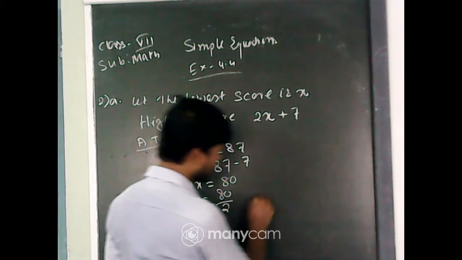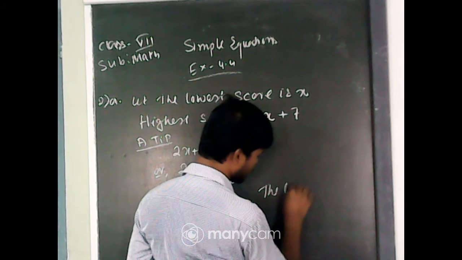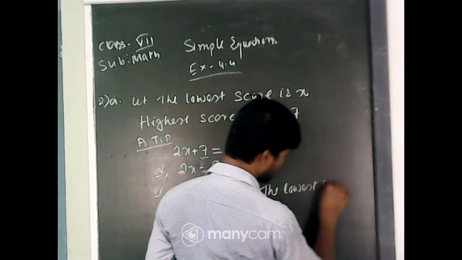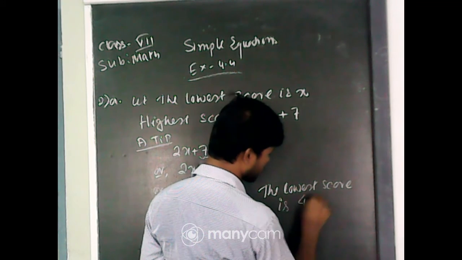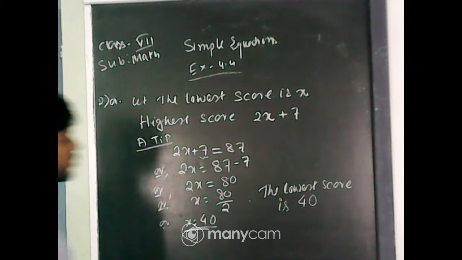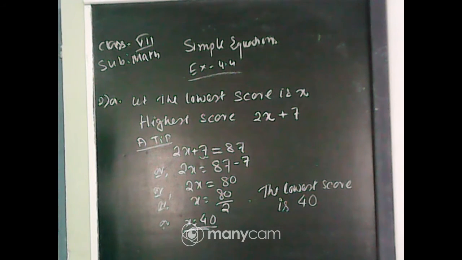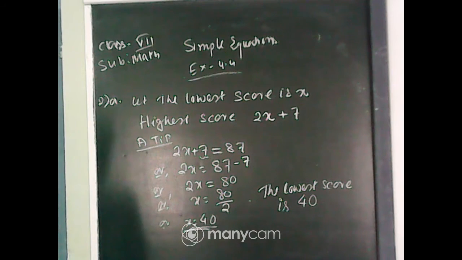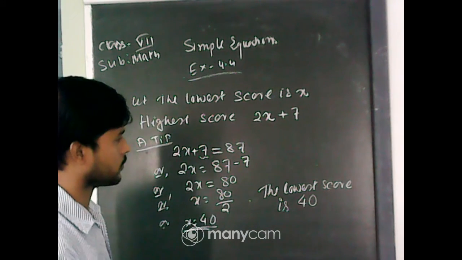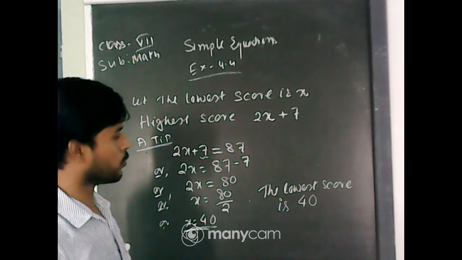So x equal to 40. That means what is the result? The lowest score is 40. This is the answer. Now tell me, students, have you understood? If you have any problem, you can tell me. Otherwise, we'll move to the next question.